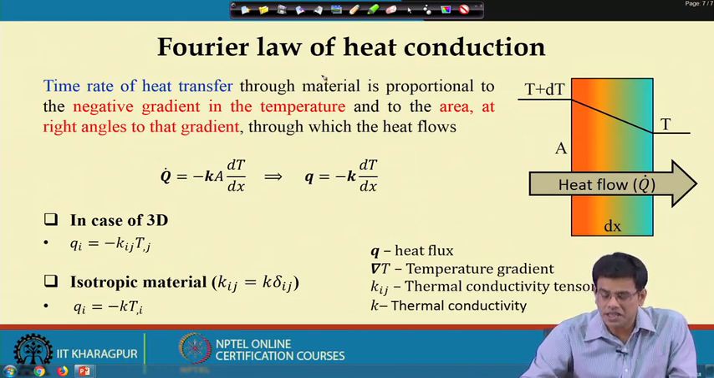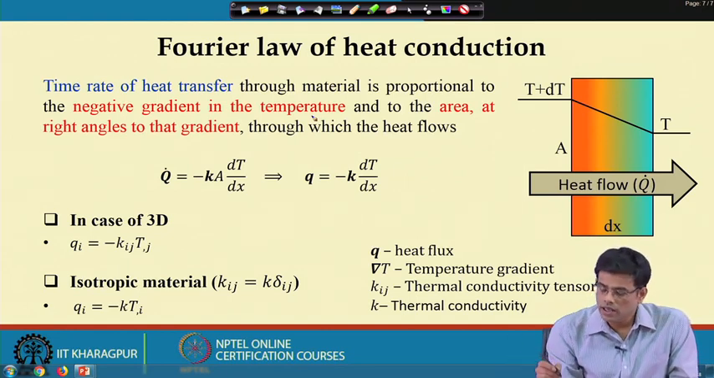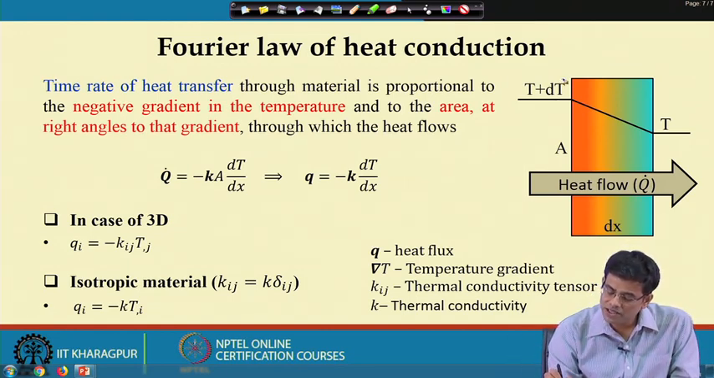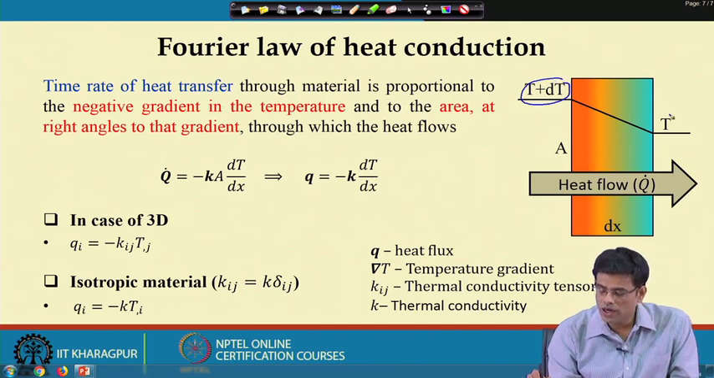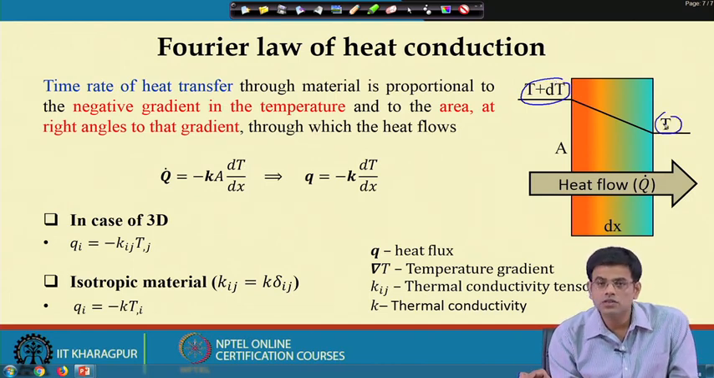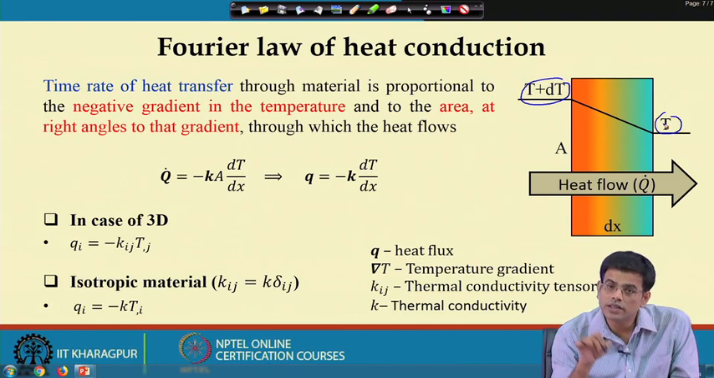So, this is the heat transfer. The time rate of heat transfer through a material is proportional to the negative gradient in the temperature. Why negative gradient? Because the temperature is higher on this side and lower on this side, so obviously the heat is going in the opposite direction. That's why it is negative.